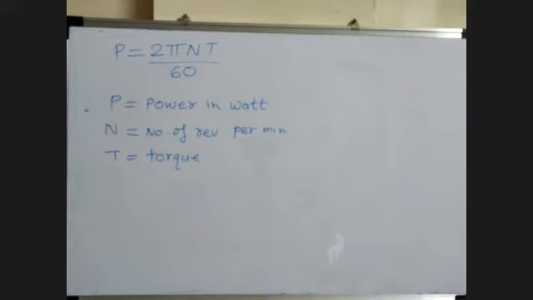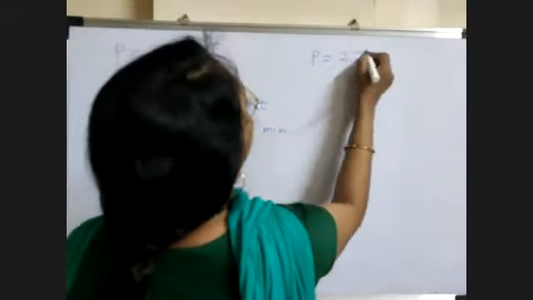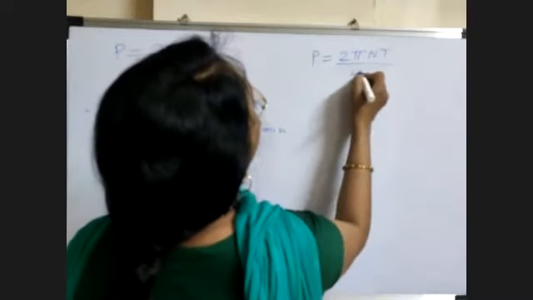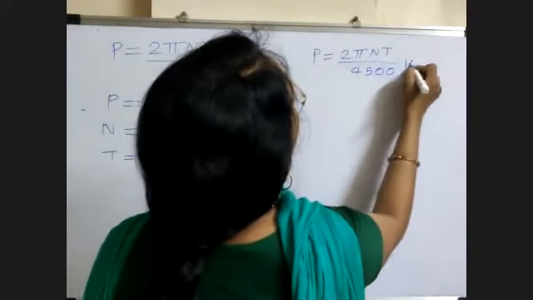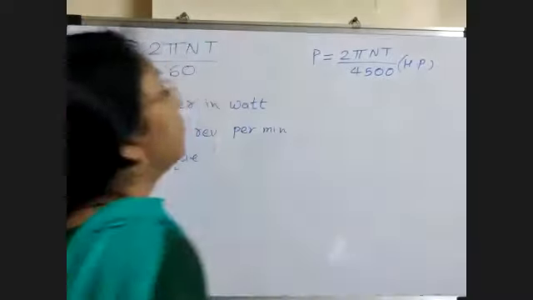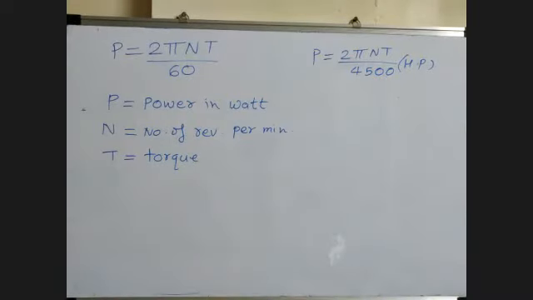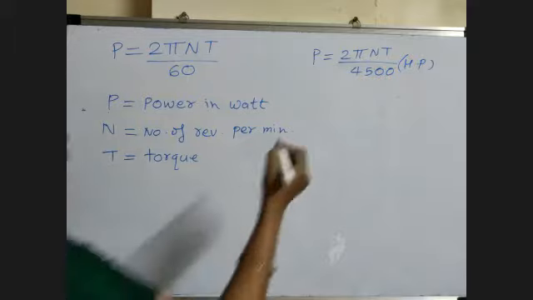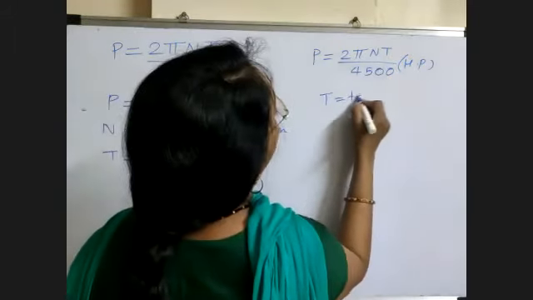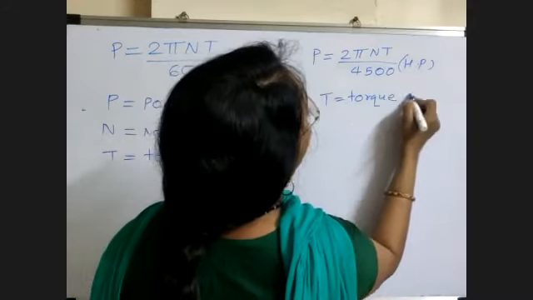Now this formula is for when we calculate the power in watt, but suppose we calculate the power in horsepower, then this formula changes to 2 pi NT upon 4500. This is the formula in HP, that is in horsepower, where T, that is torque, is in kg meter.